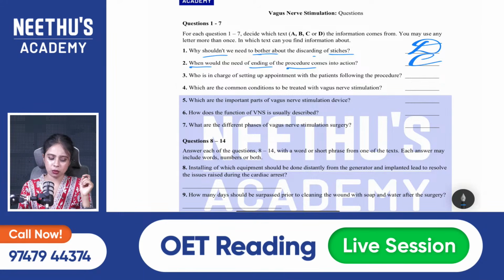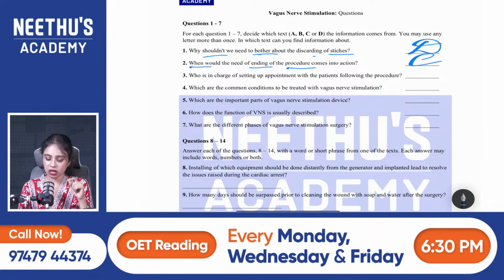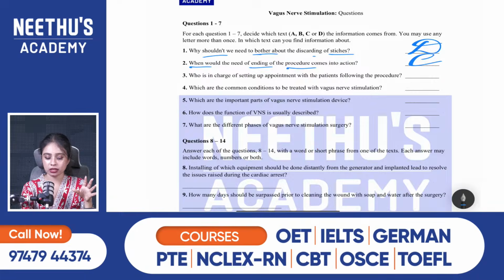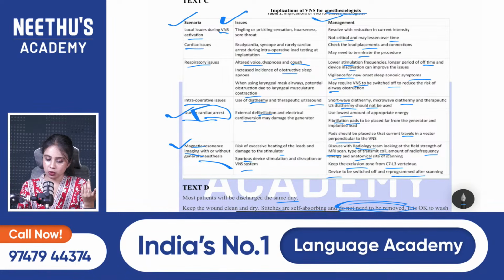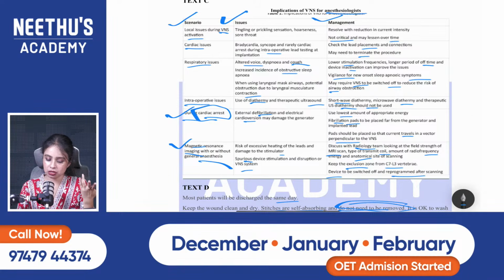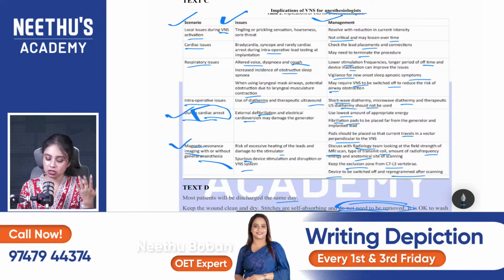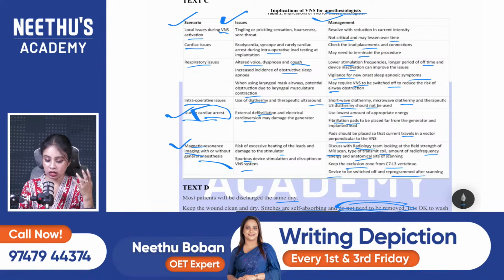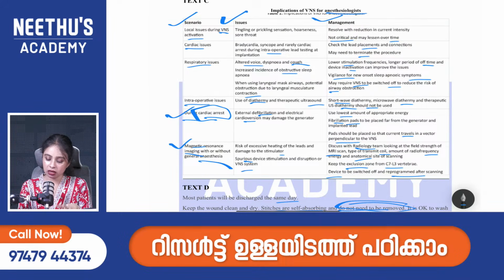Where is it mentioned? Can you tell me? In text C, where they've mentioned about when would the need of ending the procedure come into action. The first thing they have mentioned is all about local issue versus VNS action. Cardiac issues mentioned, respiratory issues mentioned, intraoperative issues mentioned, during cardiac arrest is mentioned, magnetic resonance imaging with or without general anesthesia is mentioned. So which point is indicating that this comes to the final step?